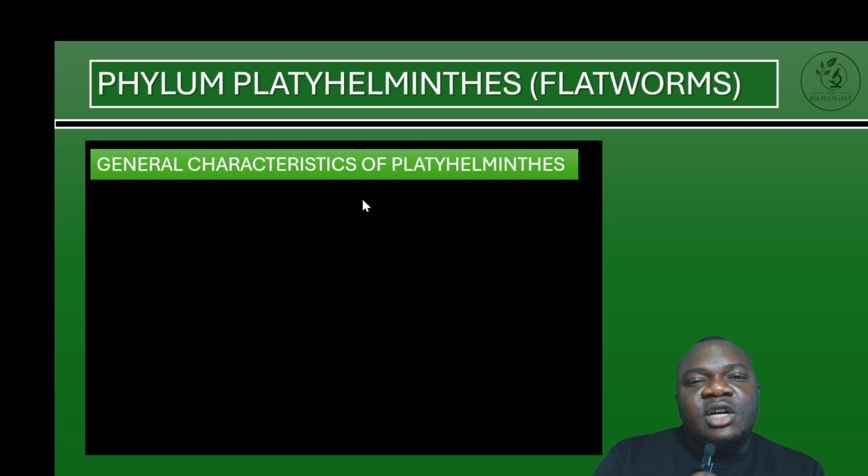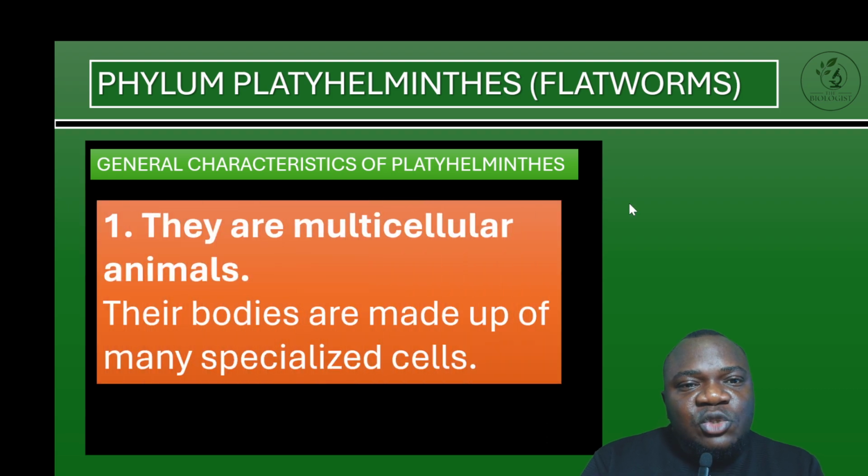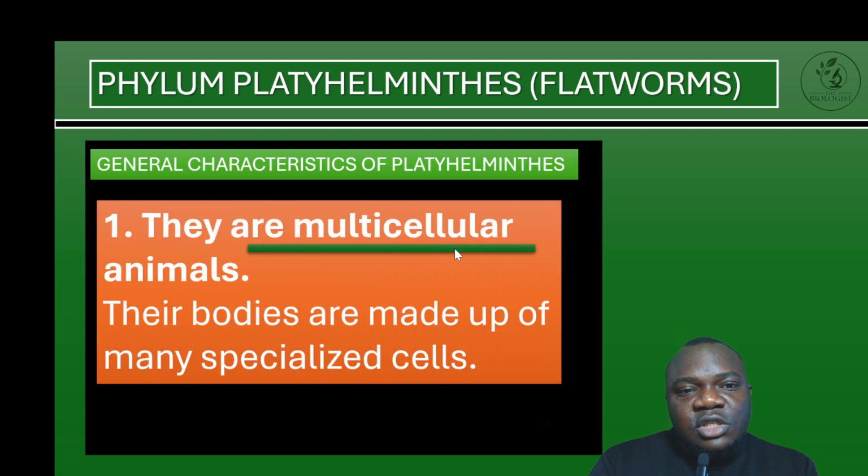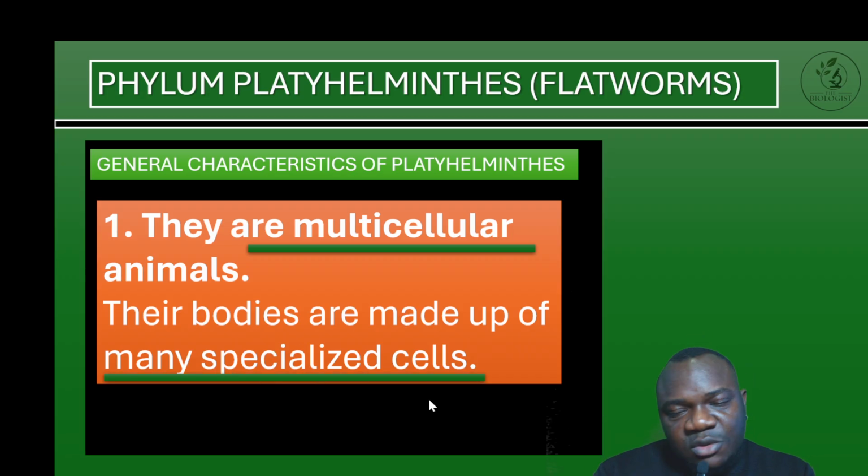Okay, so general characteristics of Platyhelminths. We cannot talk about a particular phylum without making reference to the general characteristics, so it's a must. So the first one, they are multicellular. So when you say multicellular, it means that the body is made up of many specialized cells, and these cells come together to perform different functions.